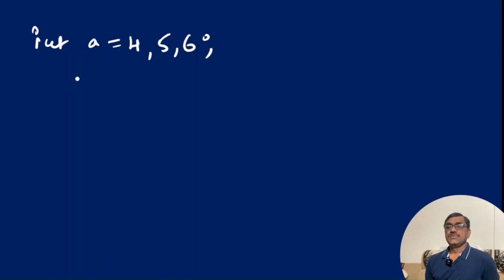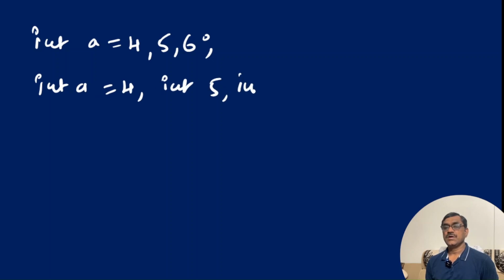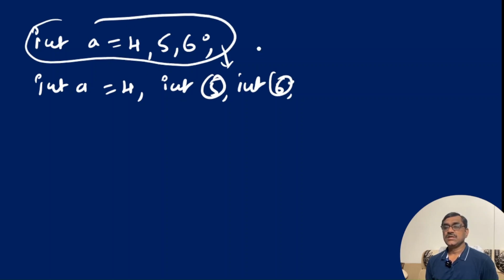If I say int a = 4, 5, 6, the meaning of the above statement looks like this: int a = 4, int 5, int 6. The meaning of this statement can be written like this. But here you can't say int 5, int 6. If you write the statement like this, it gives an error. Don't write like this. This is one important thing you should know.